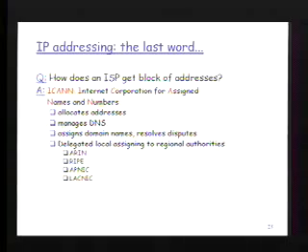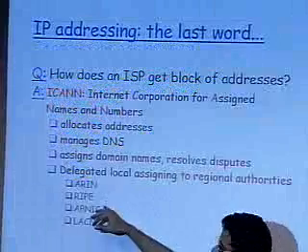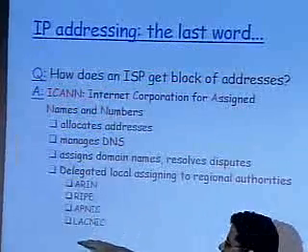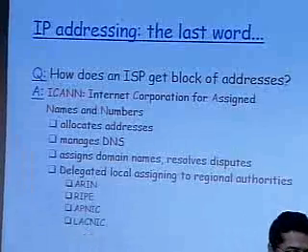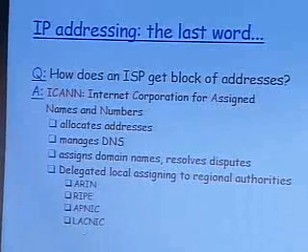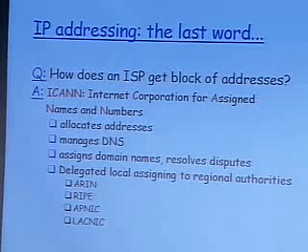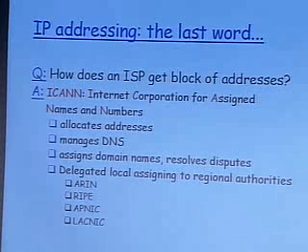ARIN is the American region, RIPE is for Europe, APNIC is Asia Pacific, and LACNIC is Latin America. So ISPs in these regions contact these organizations to get a block of addresses, and then they can allocate from their block different nets or subnets to their customers.